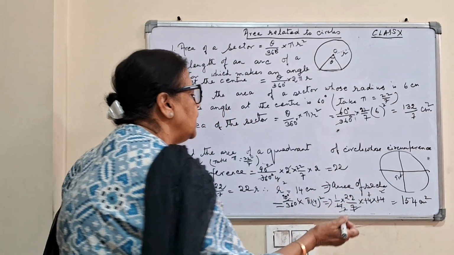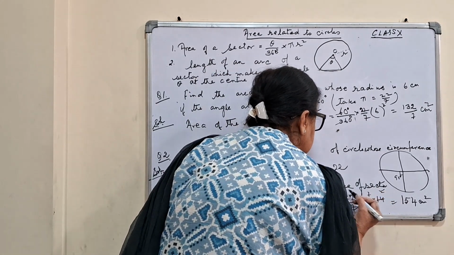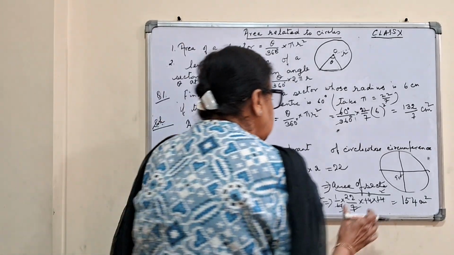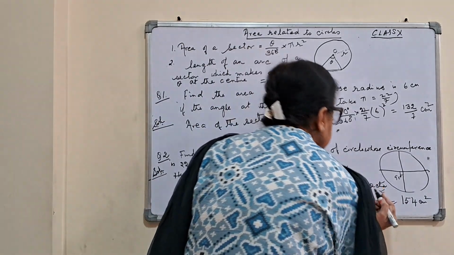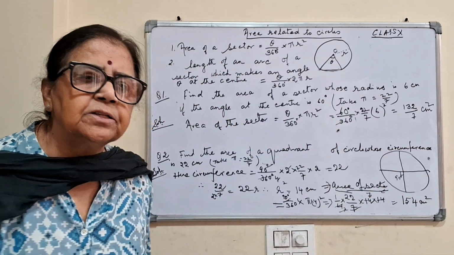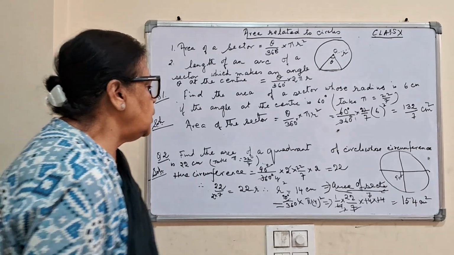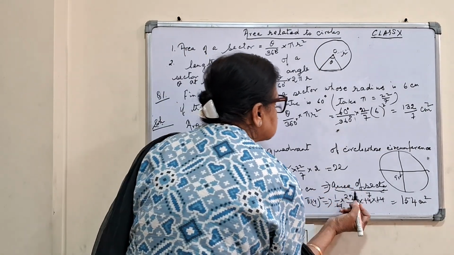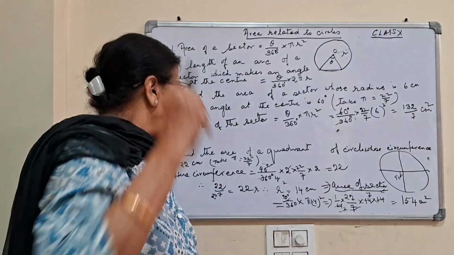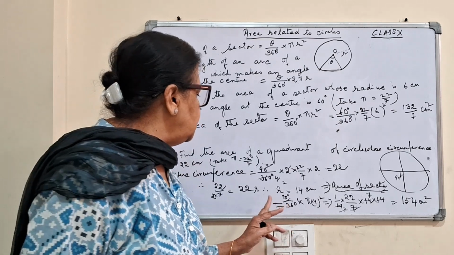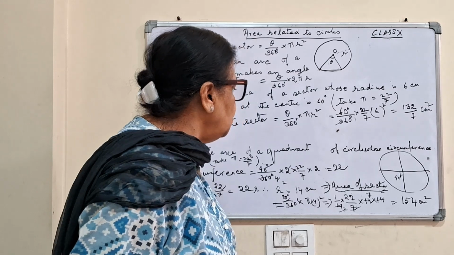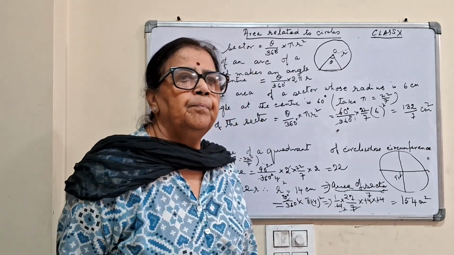So the area of the sector is what is required here. Now you calculate. Calculation part is yours. I have given you the area of the sector is theta by 360 pi r square. Theta is 90 degree and 360, that is equal to 1 by 4. And this is pi r square, 22 by 7 into 14 into 14.